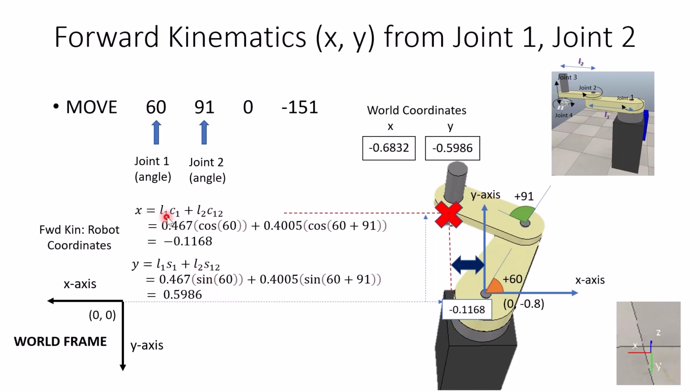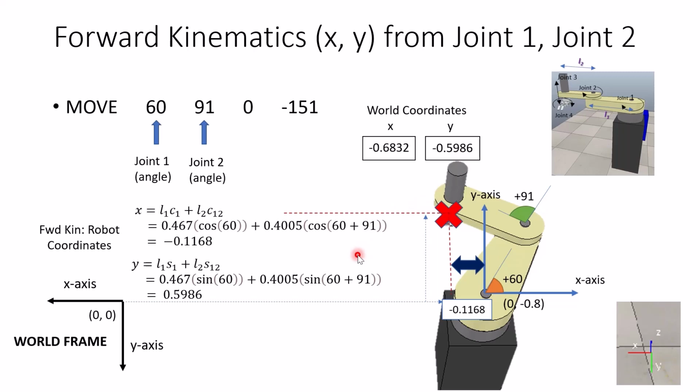0.5986. So again, L1 is the link 1 length, which is 0.467 meters, and L2 is 0.4005 meters. And you can see that y is positive 0.5986 because according to the robot frame or robot axis, it is positive. But according to the world frame, it is negative.